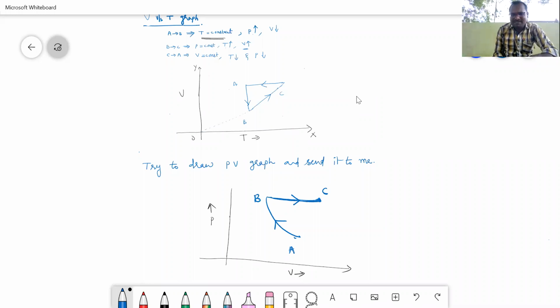Now, C to A process, what happened? Volume is constant and pressure is decreasing. Volume constant, pressure decreasing means the process should be like this. The point A you take here. Yes, this will be the graph. Amruta has sent the perfect graph. Remaining, no one sent to me except Amruta.